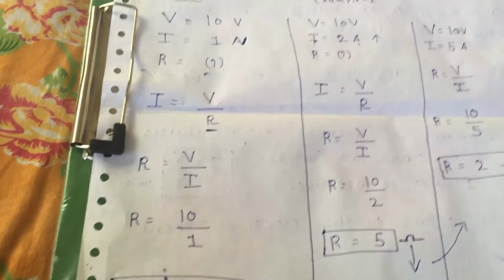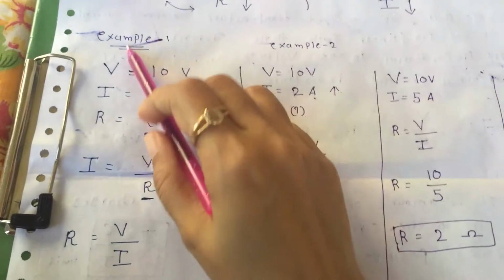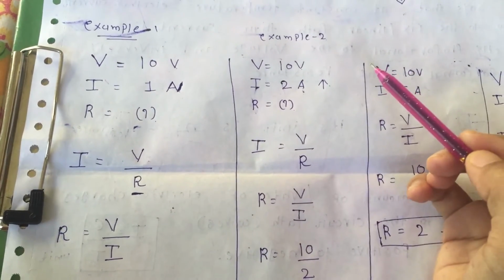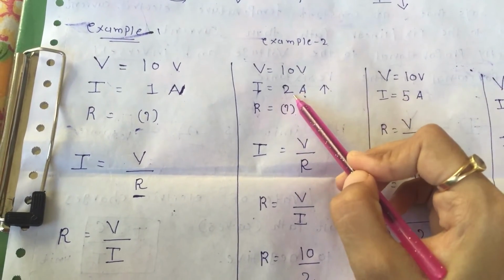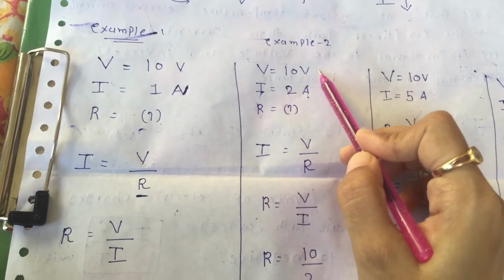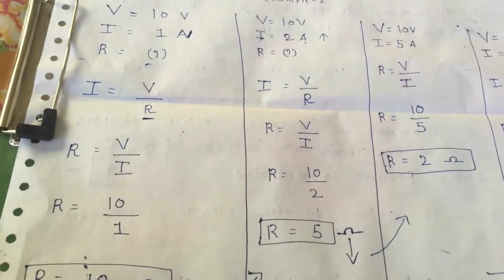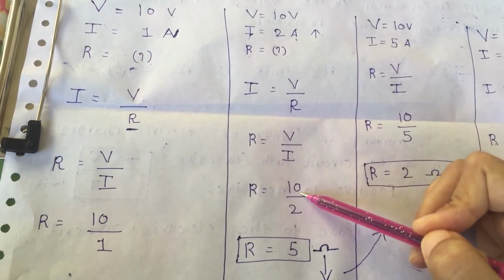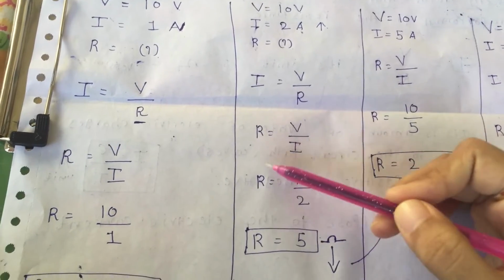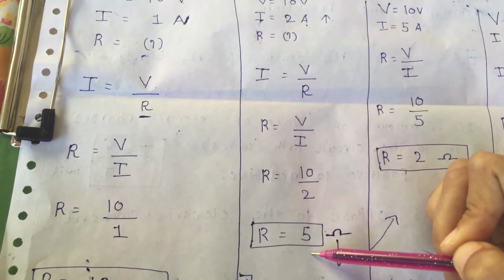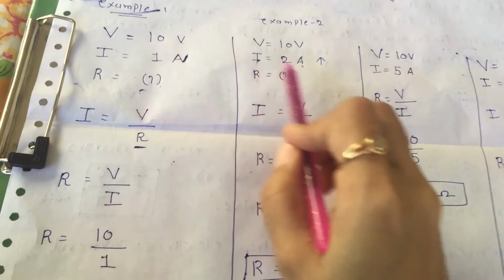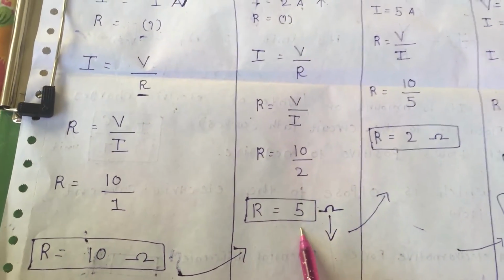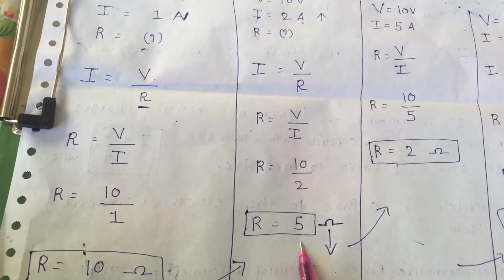With reference to this, I increase the current. So this is 2 ampere. Voltage is the same, so let's put the numbers in the formula. Voltage is 10 and I is 2. So we get resistance is 5 ohm. I increased the current, then resistance is going to decrease. Okay, you know that.